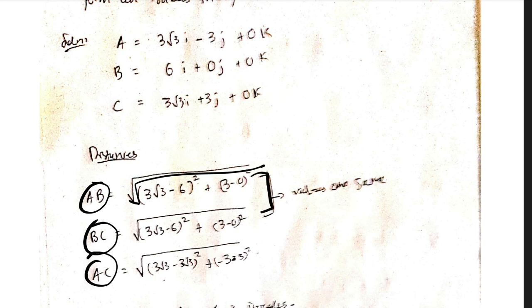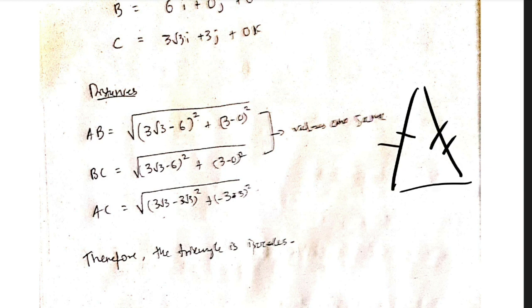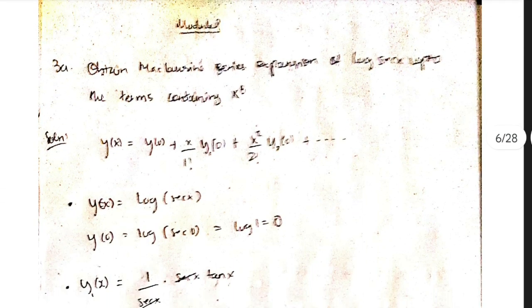If you get two sides with the same length, that means it's an isosceles triangle, because in an isosceles triangle, two sides will be of the same length. Okay, that's how you prove a triangle is isosceles. And that's all about module 1.